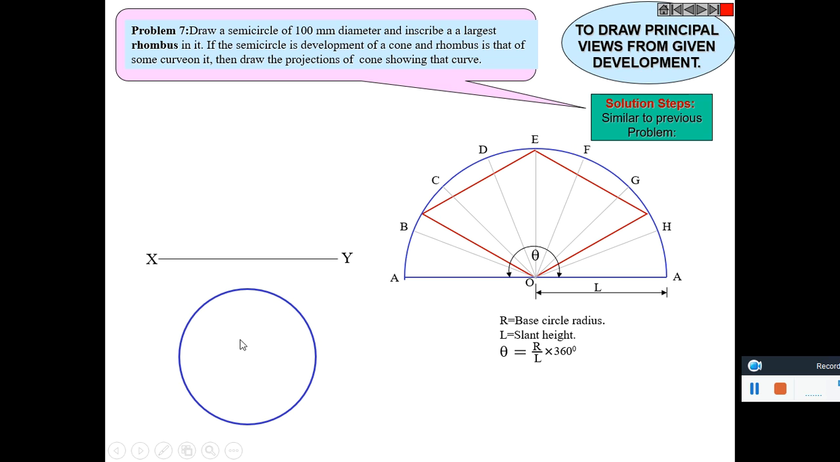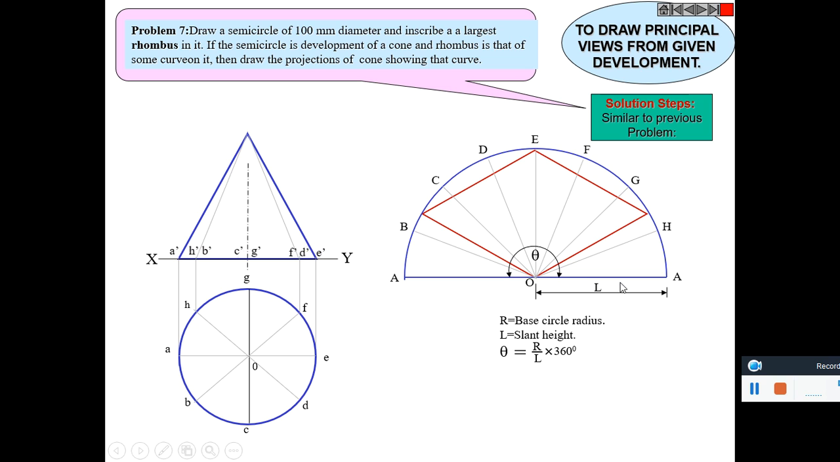So draw the top view from this R. Divide it also into 8 equal parts, and draw its front view. This length is taken from here, the slanted length. Mark these points here. Now these points are plotted.